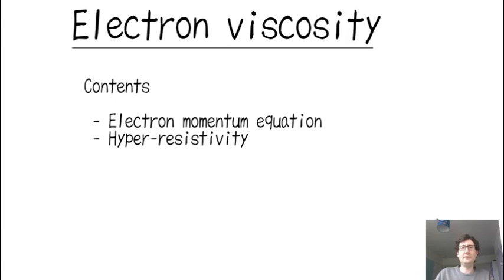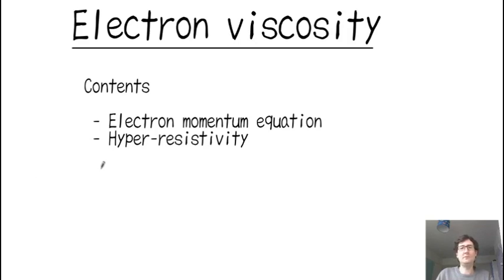Okay, welcome. In this video I'll discuss electron viscosity, and I'll go through the electron momentum equation and then see how electron viscosity gives rise to hyperresistivity. And this is small but can be important in some cases. This is a slight preview of the electron momentum equation discussion later.